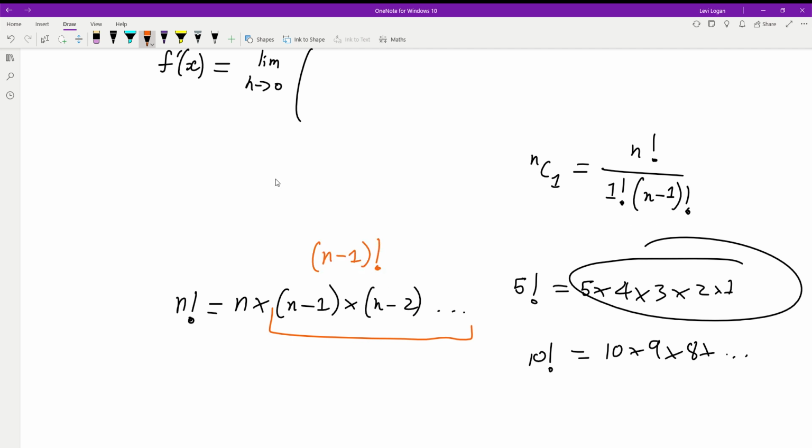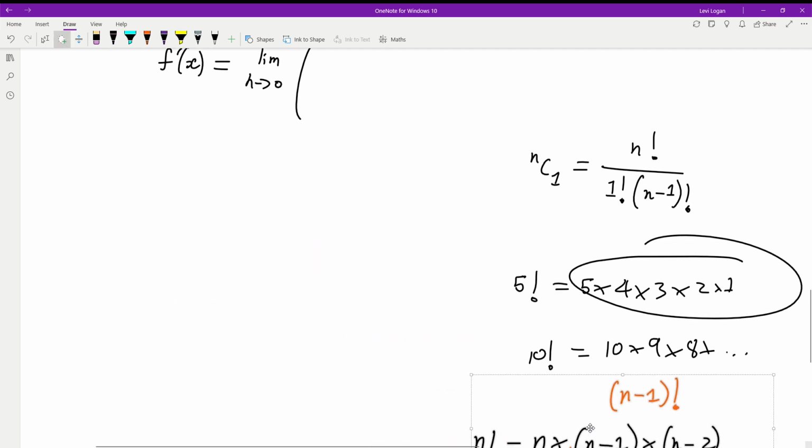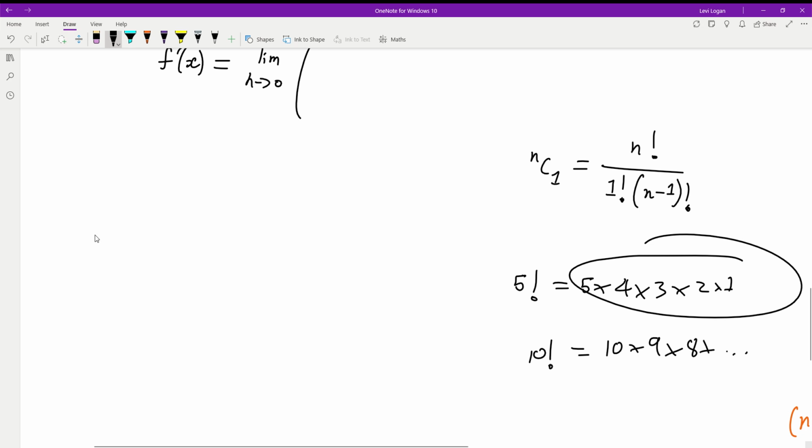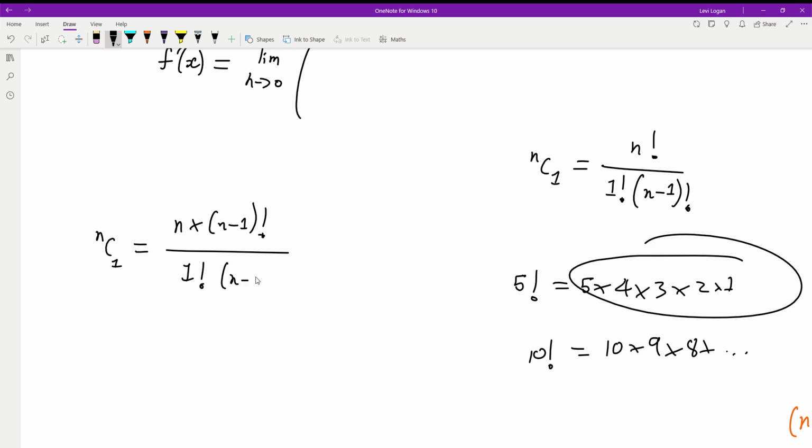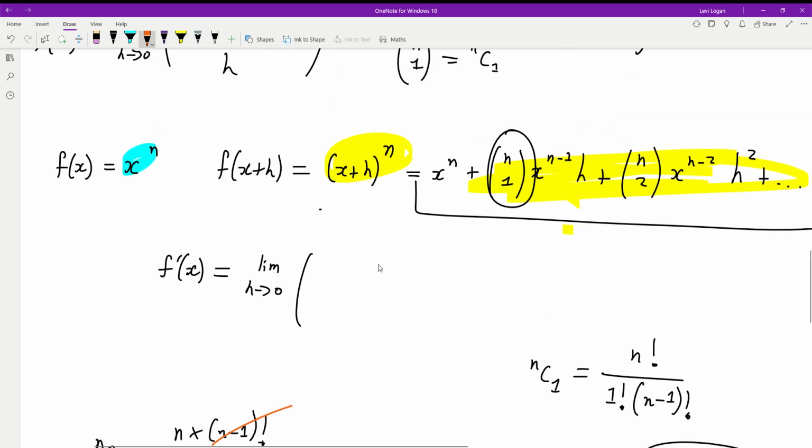So if I put that in here, I'll get this. If I just move this stuff to the side, n choose 1 is going to be n times n minus 1 factorial over 1 factorial times n minus 1 factorial. And we can see those two cancel out. Now 1 factorial is just 1, so all we're left with is n. So this coefficient here is just n.